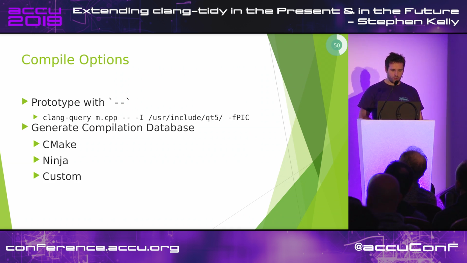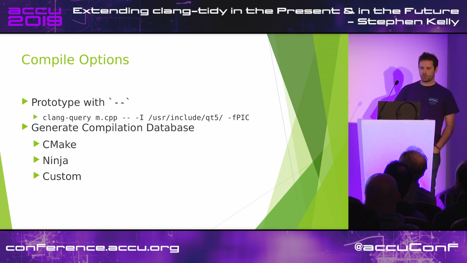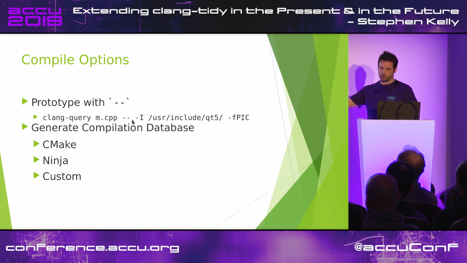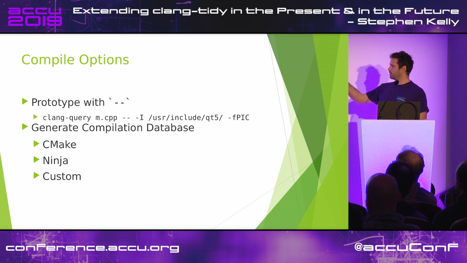And the way that you do that is you do need a compilation database. That's something that CMake and Ninja will generate for you. If you have a custom build system, you can generate it quite easily as well. It's simply a JSON file which lists all of your CPP files and how to compile them. You can also do some manual testing by just having a -- followed by compile command line arguments. So if I'm using Qt5, I would need something like this, and clang-query will then let me evaluate matchers.